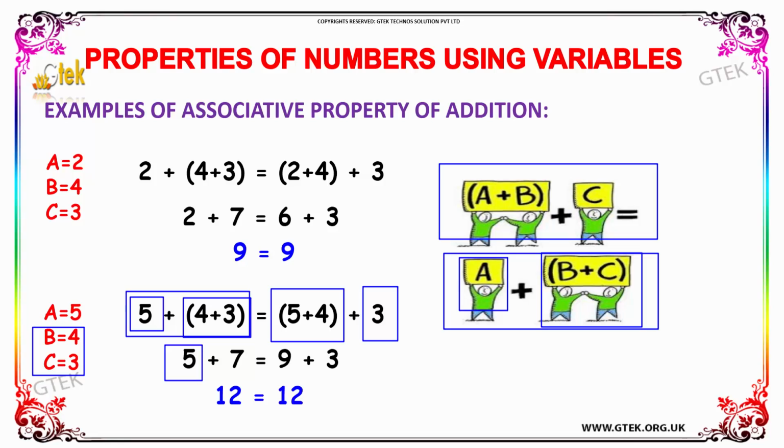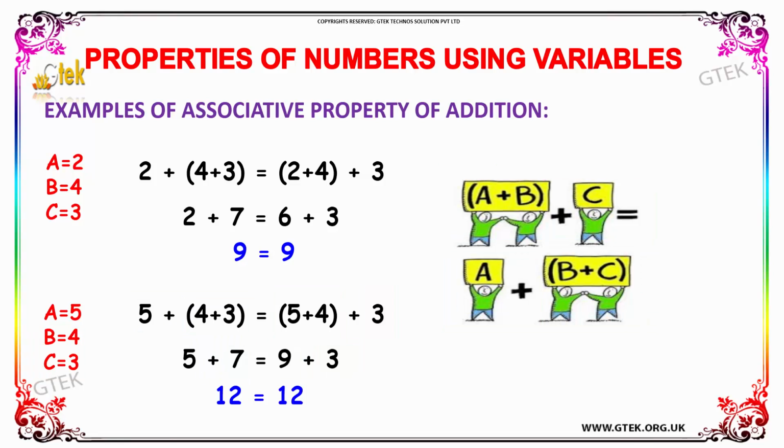So this 5 is carried away to the next step. On adding 4 plus 3 we get 7, 5 plus 4 it's 9 and the 3 again repeated. So on adding we'll be getting the answer of 12 on both the sides.